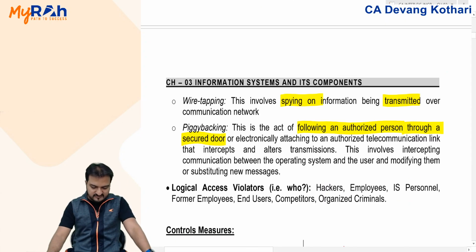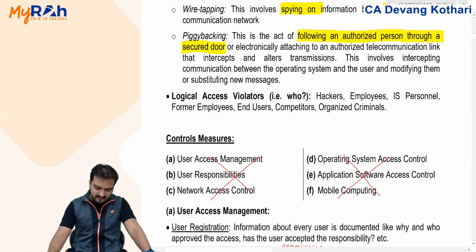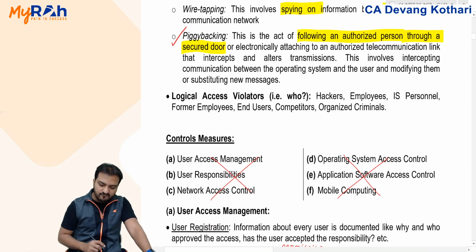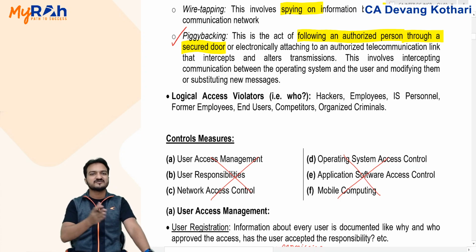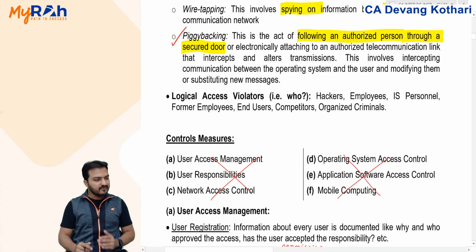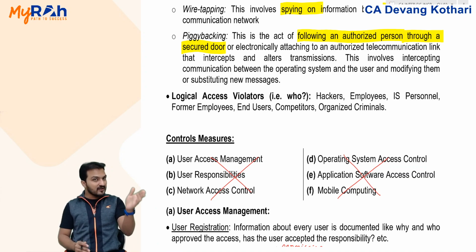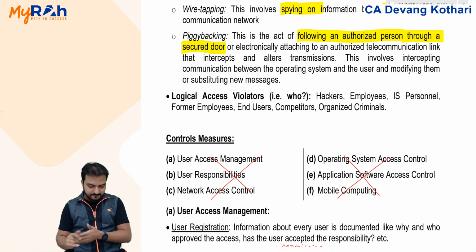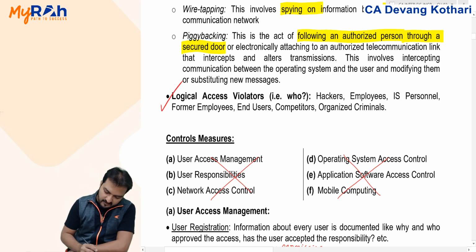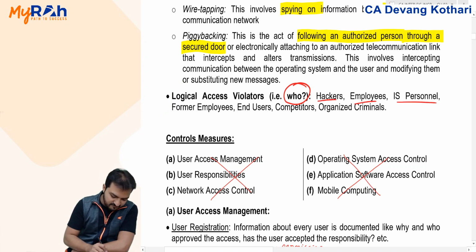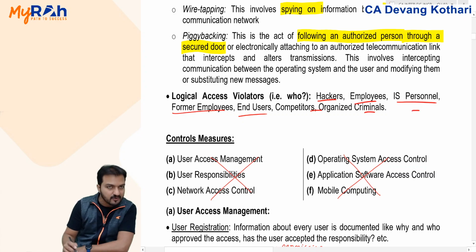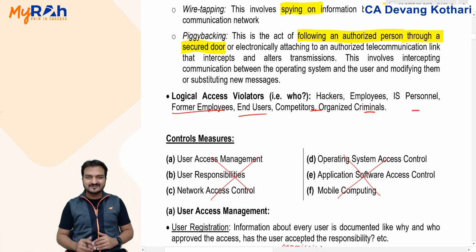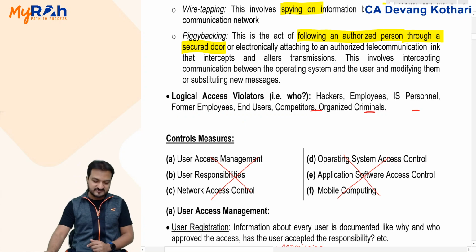Wiretapping is like phone tapping, spying on the transmission done by someone. Piggybacking means following an authorized person through a secured door. If I am authorized and I am entering the premises, but while the door is open, you also enter along with me. That is called piggybacking. Logical access violators was the discussion of who causes logical damages: hackers, employees, information system personnel, former employees, end users, etc. These are the people that can cause logical access violations.